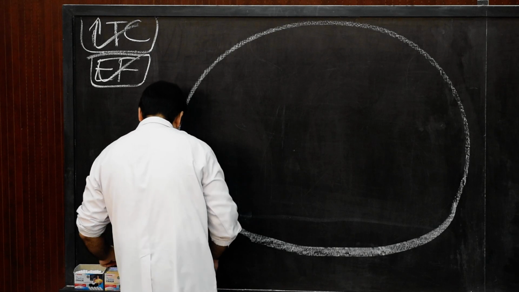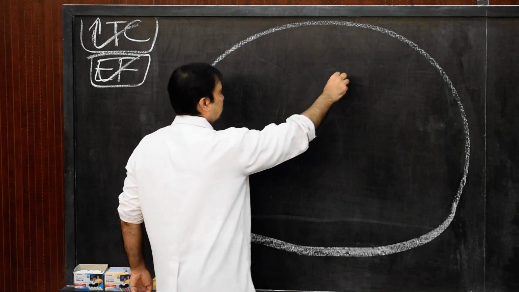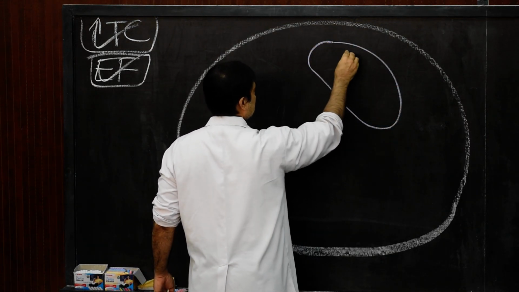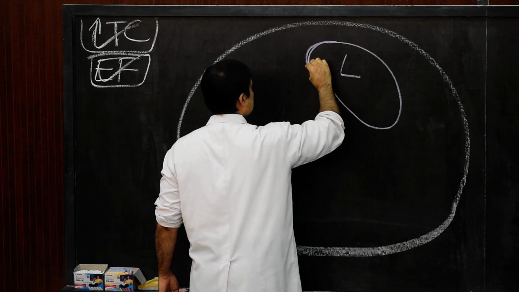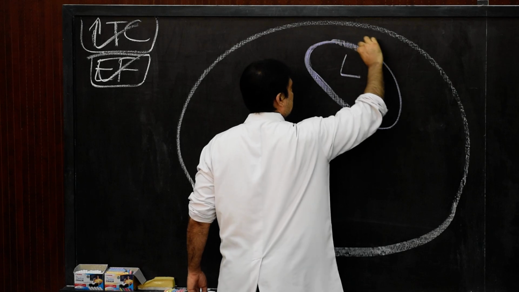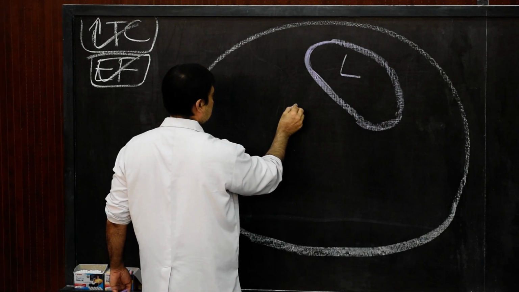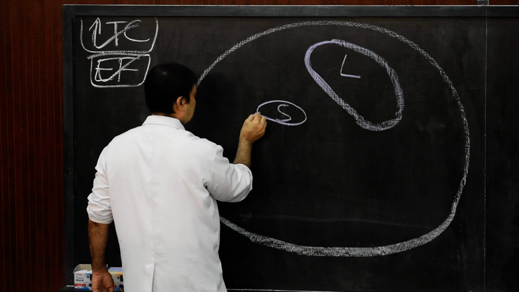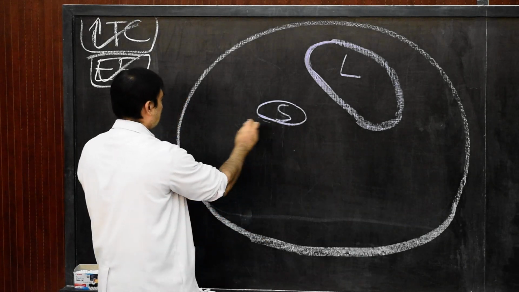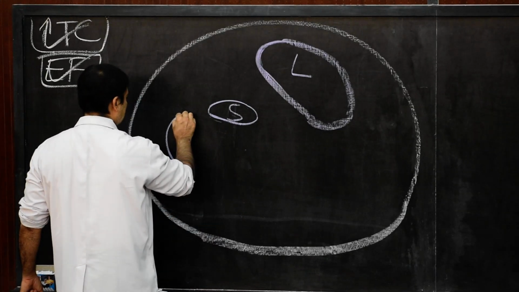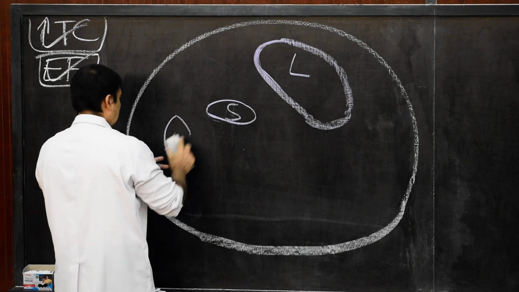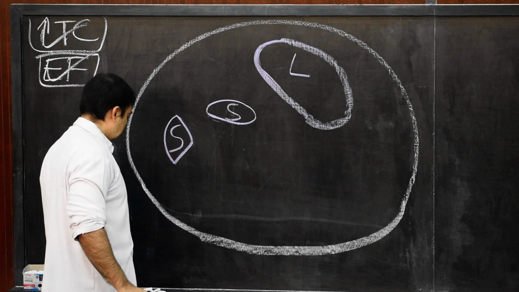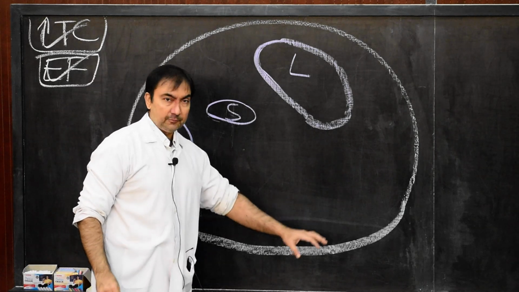Now over here inside we are going to show the cross section of liver. And after drawing the liver we are going to draw over here the cross section of stomach. Then we are going to draw over here the cross section of spleen, and in the spleen we are going to show this way the entire spleen.